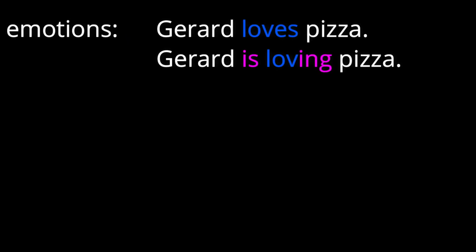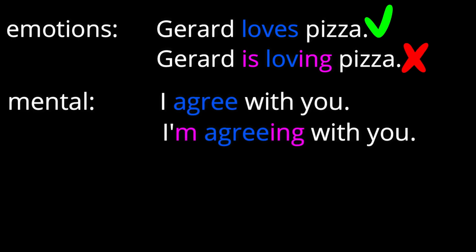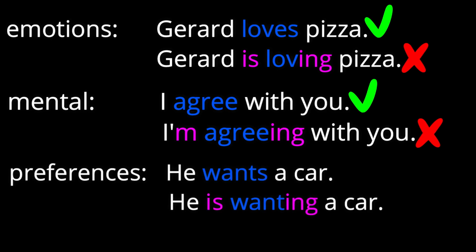The first example is with emotions. Gerard loves pizza. It's correct. Gerard is loving pizza. Incorrect. The next is with mental states. I agree with you is correct. I'm agreeing with you is incorrect. And the next one is preferences. He wants a car. It's correct. He is wanting a car. Incorrect.